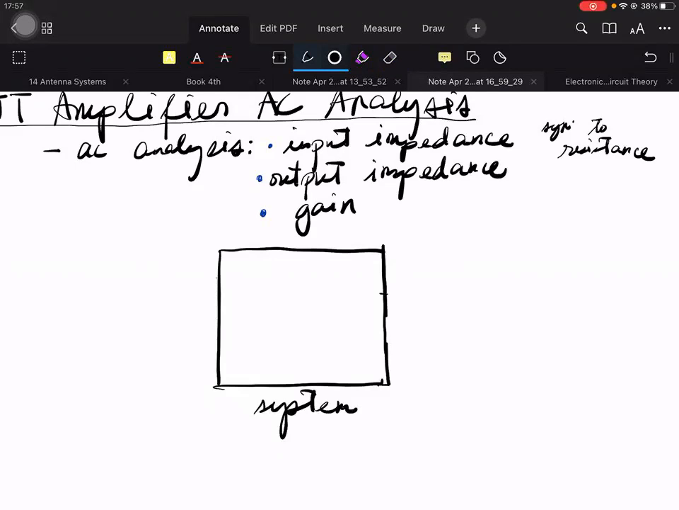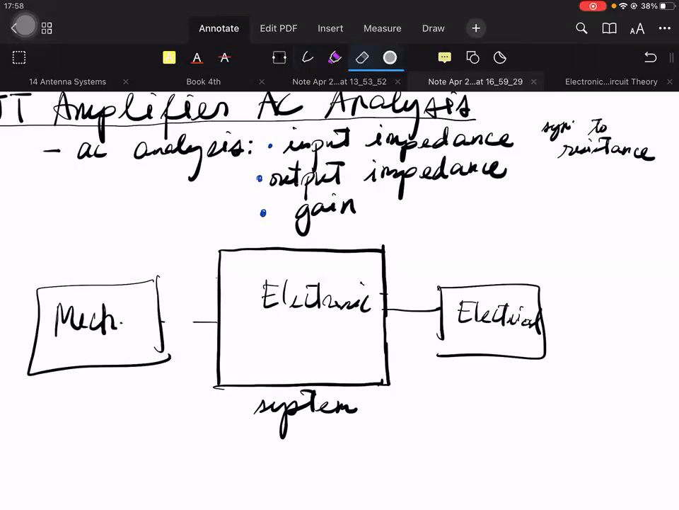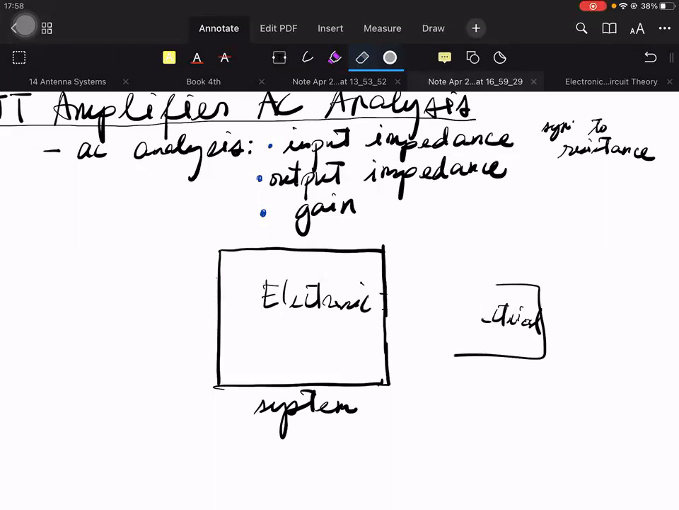If this is an amplifier, so this is an electronic system, electronic in nature, we can connect it to an electrical system, any system that does not contain semiconductor devices. We could directly connect it to any mechanical system, of course with proper interfaces, but it's possible. You could connect our electronic system to any other system, as long as we take a systems approach, a systems point of view.